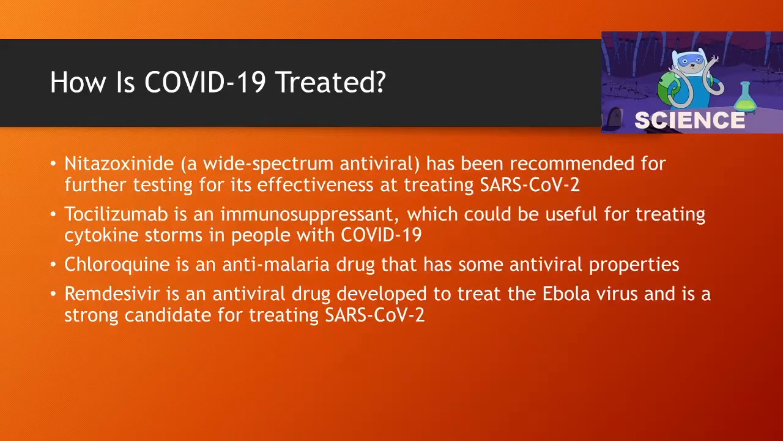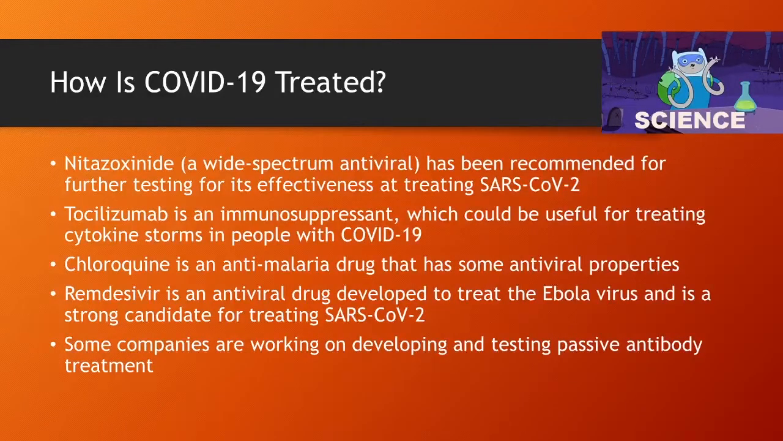Remdesivir is an antiviral drug developed to treat Ebola virus, and it has been considered a strong candidate for treating SARS-CoV-2. It also interferes with RNA virus replication with the actual machinery. It is currently in phase 3 of testing, which means they're now testing how effective it is at actually treating SARS-CoV-2. So it's the one that is furthest along with testing on patients. So we'll see. Hopefully news from that will come out pretty soon.